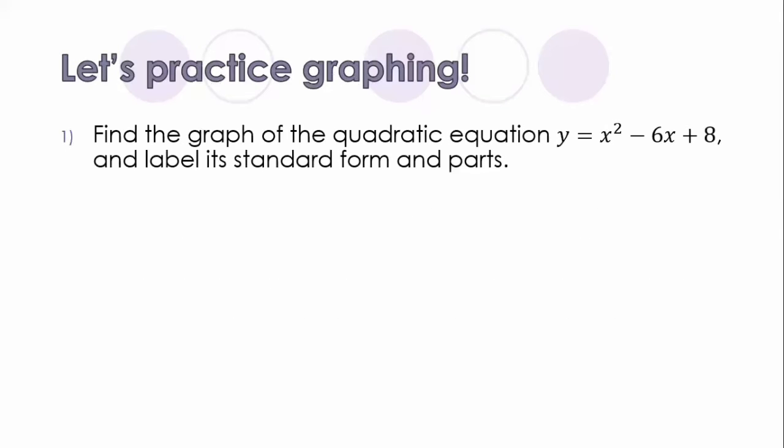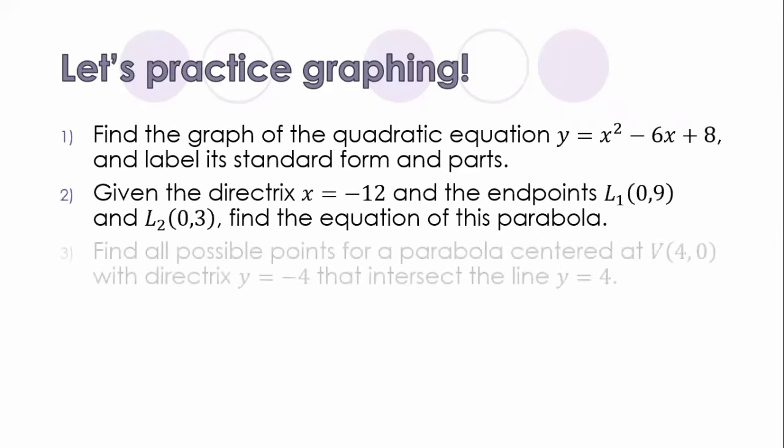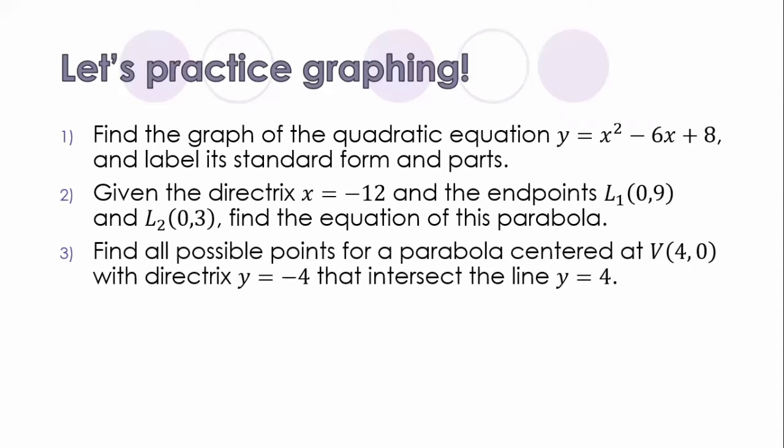So here are the following examples or problems that we are going to solve. First, find the graph of the quadratic equation y = x squared - 6x + 8 and label its standard form and parts. So first, we need to convert the equation to standard form. So we have y = x squared - 6x + 8.